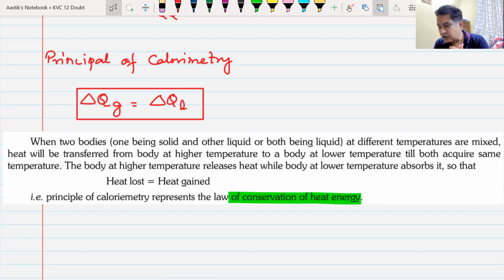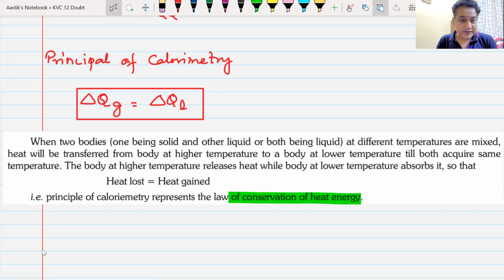Some people also call it law of mixture. Doesn't matter. It's the one and the same thing. Principle of calorimetry, law of mixture, doesn't matter. Have you written this down? Now the same thing I'm going to give you as important points.